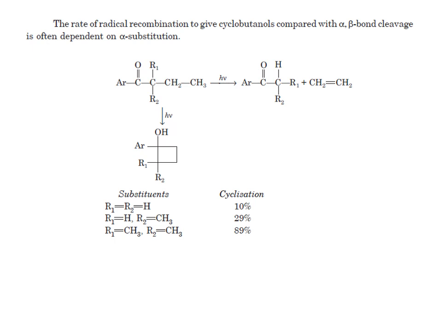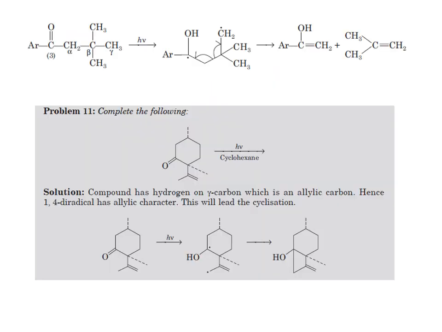If R1 equals H and R2 equals a methyl group, then the rate of cyclization is 29%. And when R1 and R2 are both methyl groups, then the rate of cyclization is 89%. So what we conclude from that is, when the size of the substituent at the alpha carbon atom corresponding to the carbonyl group is increased, the rate of cyclization is increased. That is, path 1 is followed to produce the cyclobutanol derivative. On the other hand, a substituent at the beta position favors the Norrish type II reaction. Thus, this ketone 3 mainly gives the Norrish type II reaction, that is, the elimination reaction.